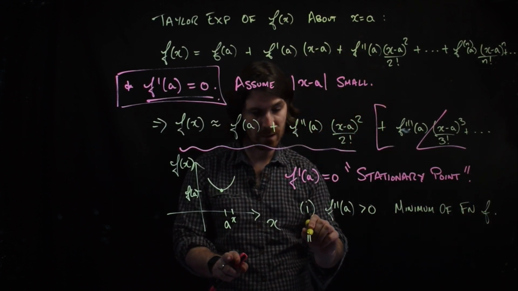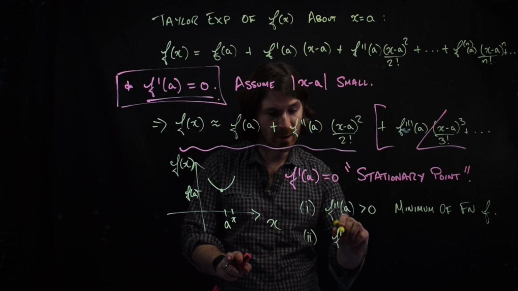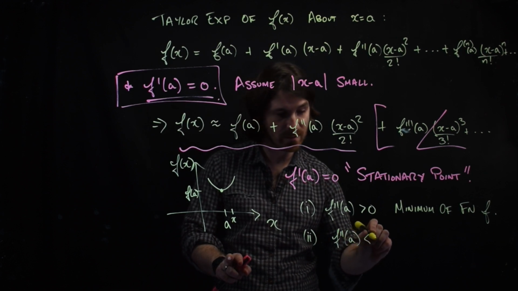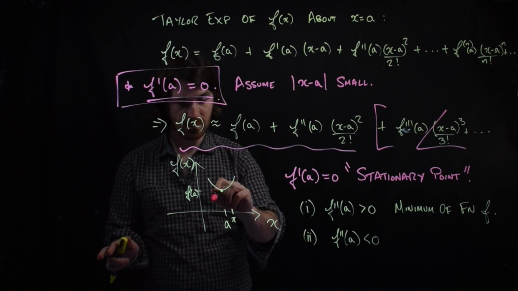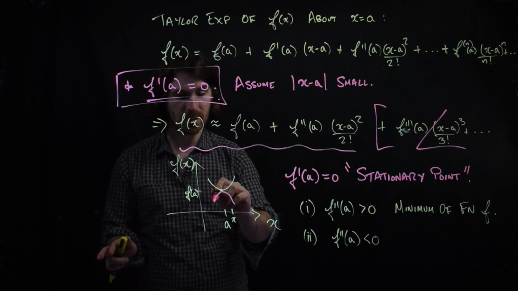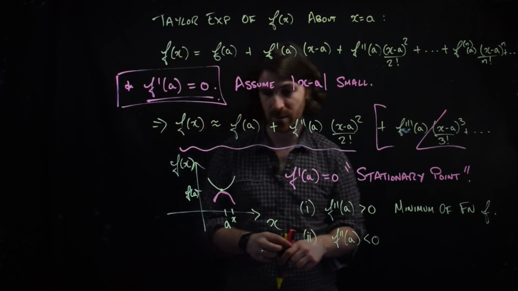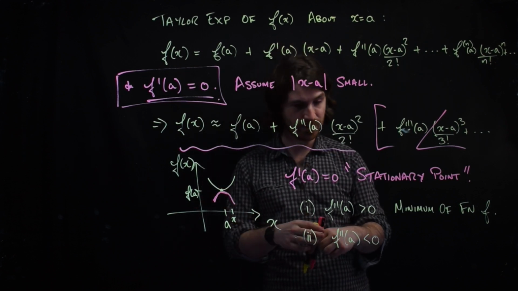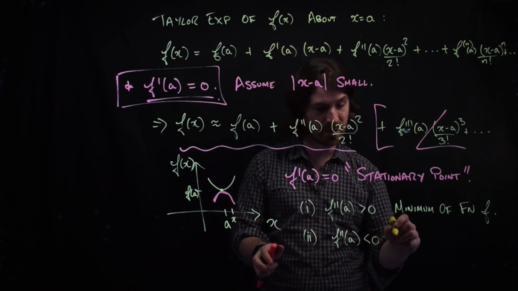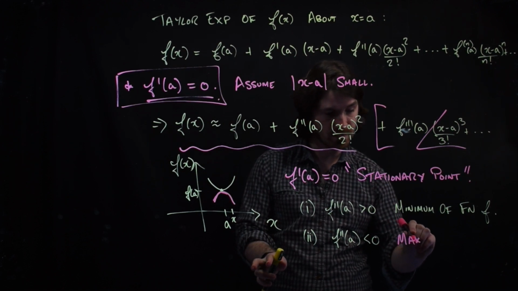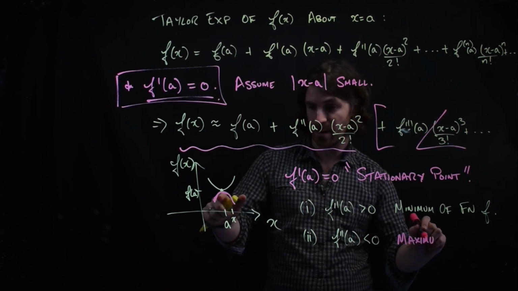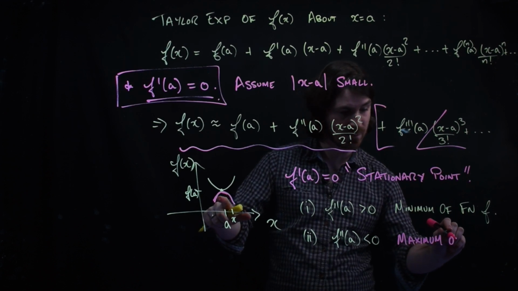In the other case, if f prime prime of a is less than 0, then we've got a parabola that's turned upside down. Smiley face and sad face. So if it's less than 0, we've got the sad face, and this is a maximum. So the point f of a is a maximum of f.